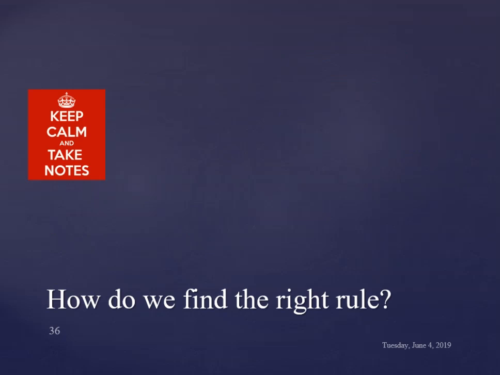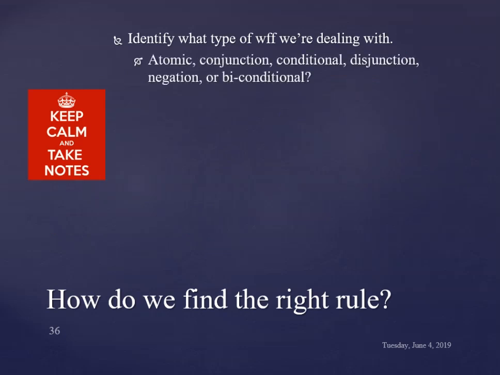All right, so the big question, of course, is how do we find the right rule? What are some ways of thinking about this, so that it's not so arbitrary and we remove as much guesswork as possible? Well, the first step is just to think about what type of formula you're dealing with. Is it an atomic formula? Is it a conjunction? Is it a conditional, a disjunction, negation, or a biconditional? Because that'll narrow things down for you. You have a bunch of rules to pick from, but it's going to depend on what kind of thing you've got to get.